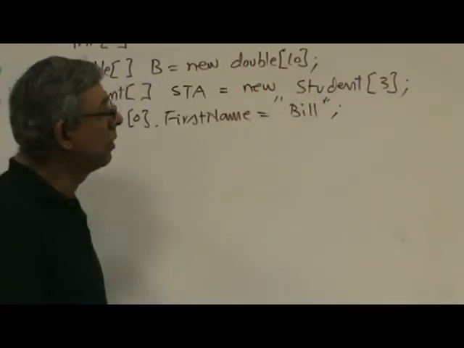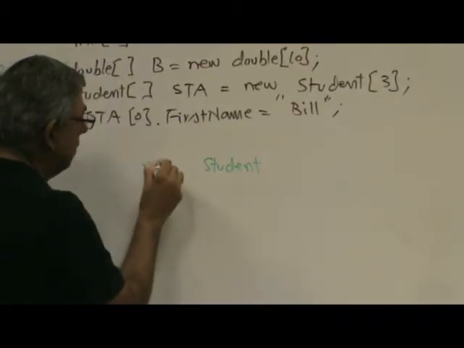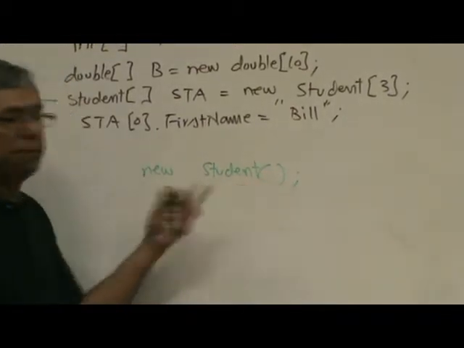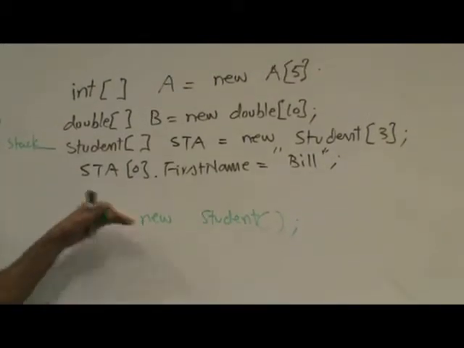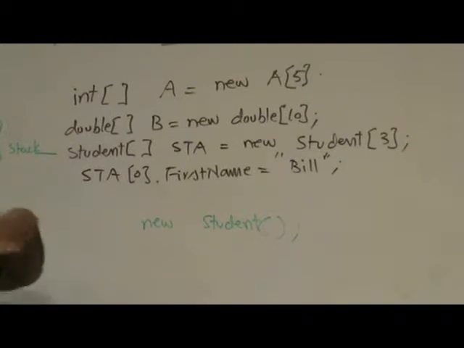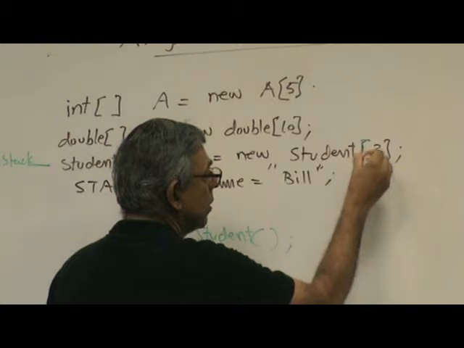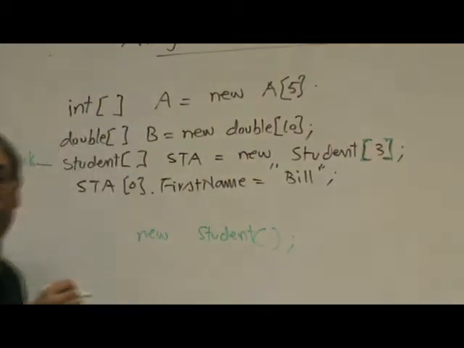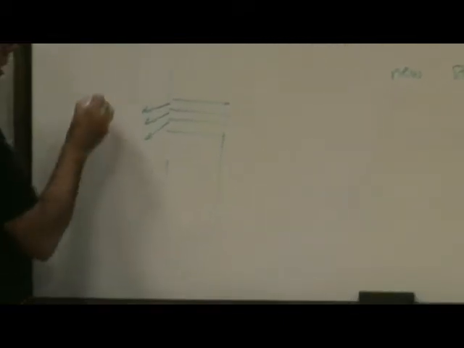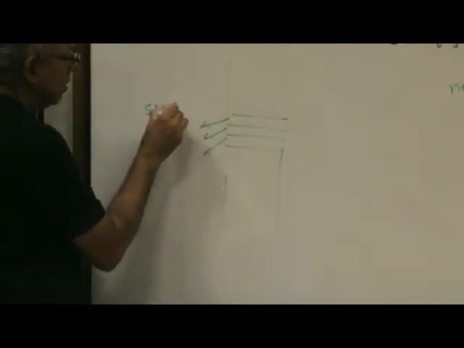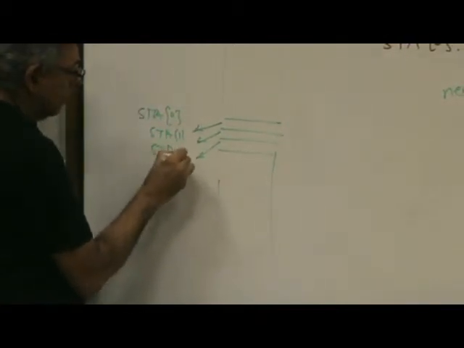But see, if we create a student like new student, for example, we get the memory for all the fields. Like if the student class had 5 fields, it will give us memory for storing first name, last name, and so on. But here, there are no parentheses. This is just a square bracket. So what does that mean? We basically created 3 references. This is STA of 0. This is STA of 1 and STA of 2.